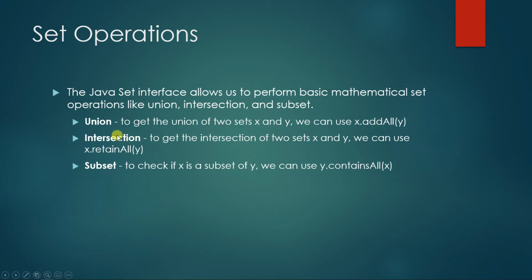Next we have the intersection operation. We get the intersection of two sets by using retainAll. This retainAll method works in the same way: you call it upon the x object, and in brackets you pass in the second set. Finally you have the subset operation, which checks if x is a subset of y, and this can be done using the containsAll method that was discussed earlier.